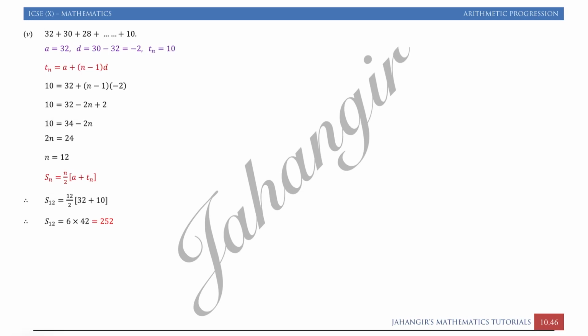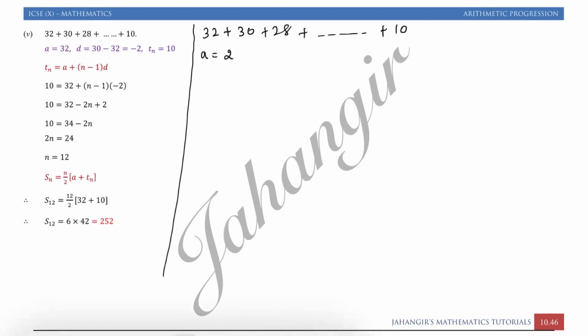Question number 5 B. It's the same type of question. Here we have the sequence 32 plus 30 plus 28 plus dot dot dot plus 10. We have to find the sum from 32 to 10 whose difference is minus 2. So here we will write the same part first. A is my first term, that is 32. The common difference is 30 minus 32, which is equal to minus 2, and Tn is 10.